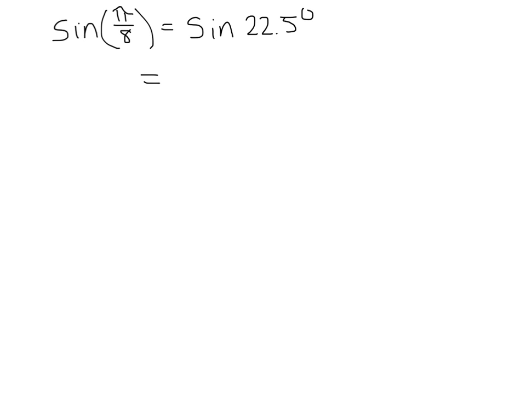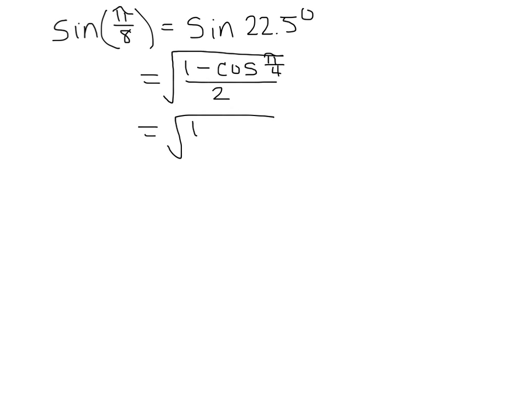Applying the formula, we get the square root of 1 minus the cosine of angle u. Again, pi over 8 is u over 2. So doubling that, you get pi over 4 in the formula, divided by 2. Using your reference triangle, the cosine of pi over 4, which is cosine of 45 degrees, is root 2 over 2. So you get 1 minus root 2 over 2 divided by 2.